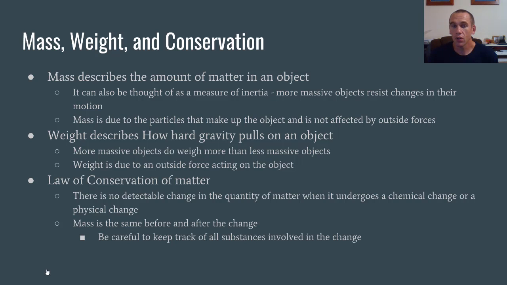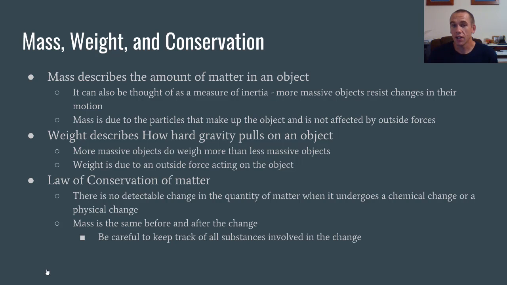And it's due to the particles that make up the matter, not due to anything outside of the object, whereas weight is dependent on the object, but also on the strength of the gravitational field that it's in, and that comes from some other object. So weight is from an external force, mass is an internal thing. Weight changes with gravity, mass only changes if the amount of particles change.